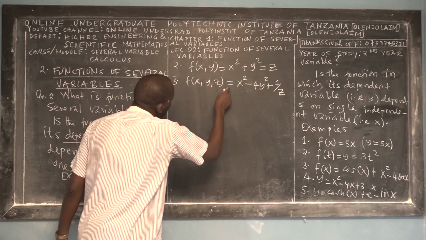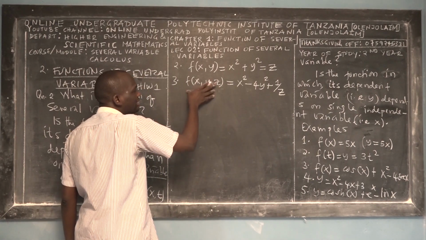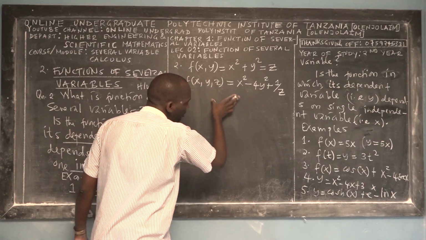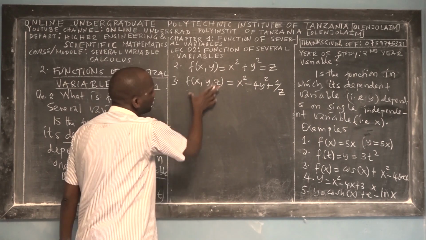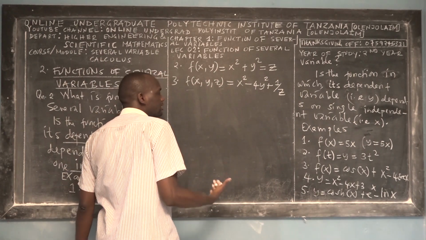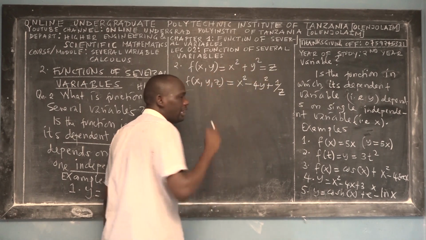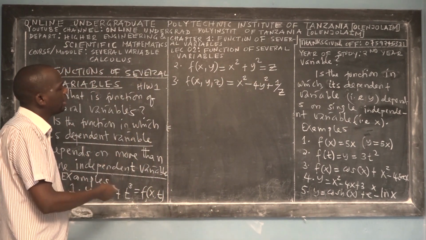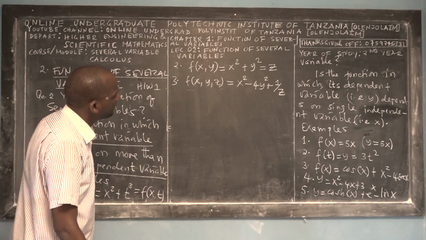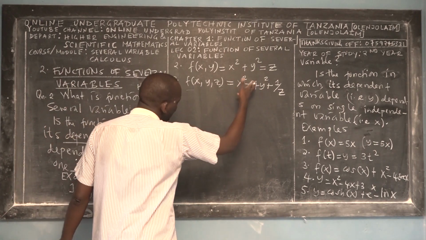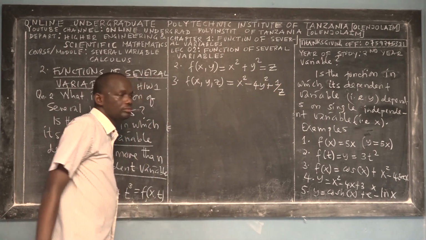This is the dependent variable. Regardless of whether it is z or w, we can call it w if you have x, y, z. It depends on x, y, and z. So the function f of x, comma y, comma z depends on three variables, x, y, z.